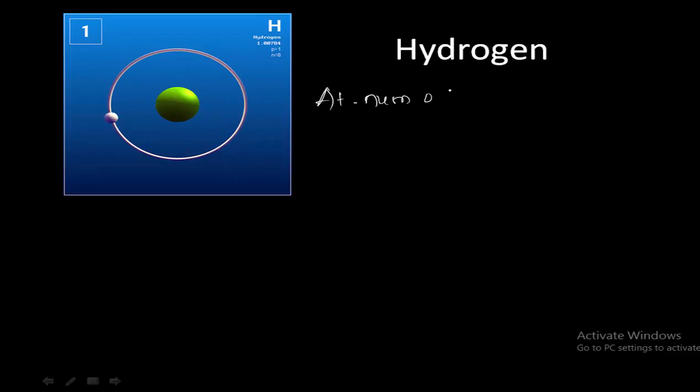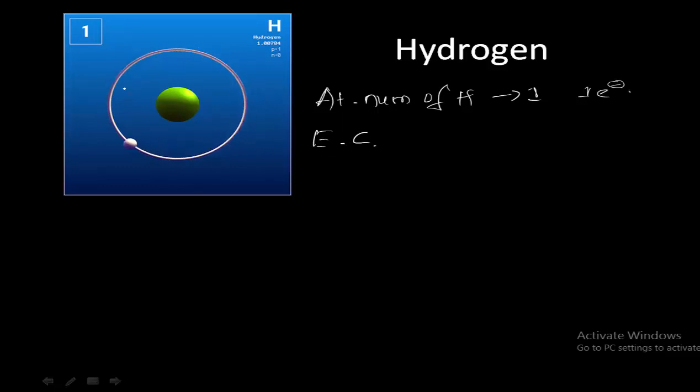So first we will see the hydrogen atom. The atomic number of hydrogen is 1. And if the atomic number of hydrogen is 1, there is a presence of 1 proton and 1 electron. Okay, so here the electronic configuration describes how the electrons are distributed.